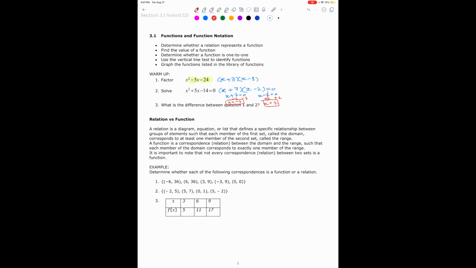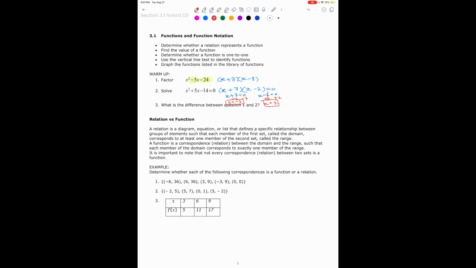Now we're going to study the relation versus function concept. A relation is basically a diagram, an equation, or a list that defines a specific relationship between groups of elements such that each member of the first set, which we call the domain, corresponds to at least one member of the second set, which we call the range. That is a relation. A function is basically a correspondence or a relation between the domain and the range such that each member of the domain corresponds to exactly one member from the range. So that is the difference between the relation and the function.